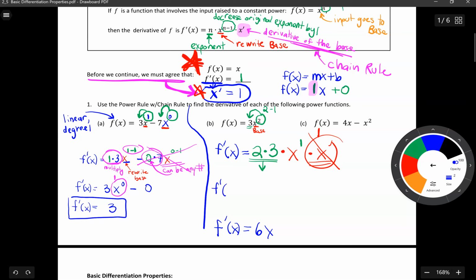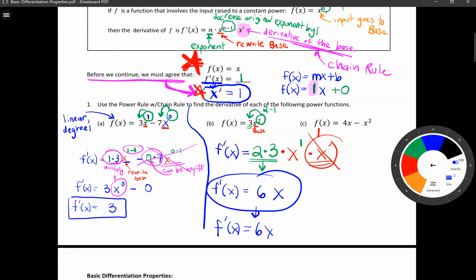What do we get here? Okay, well, 2 times 3 is 6. I have my base x to the first power. If my exponent is a 1, we don't have to write it. It's just understood to be there. So see how I got the same derivative without taking the limit of the difference quotient? I think it's kind of neat.